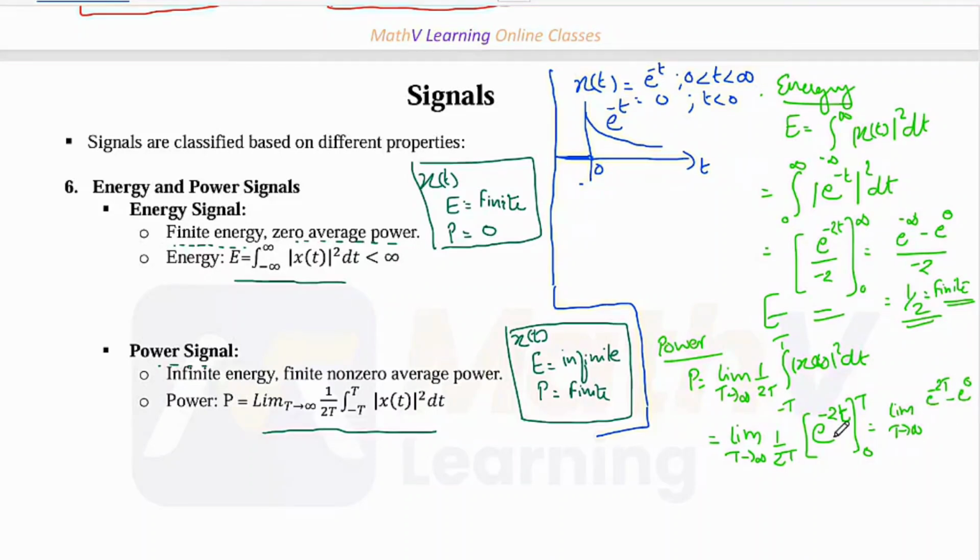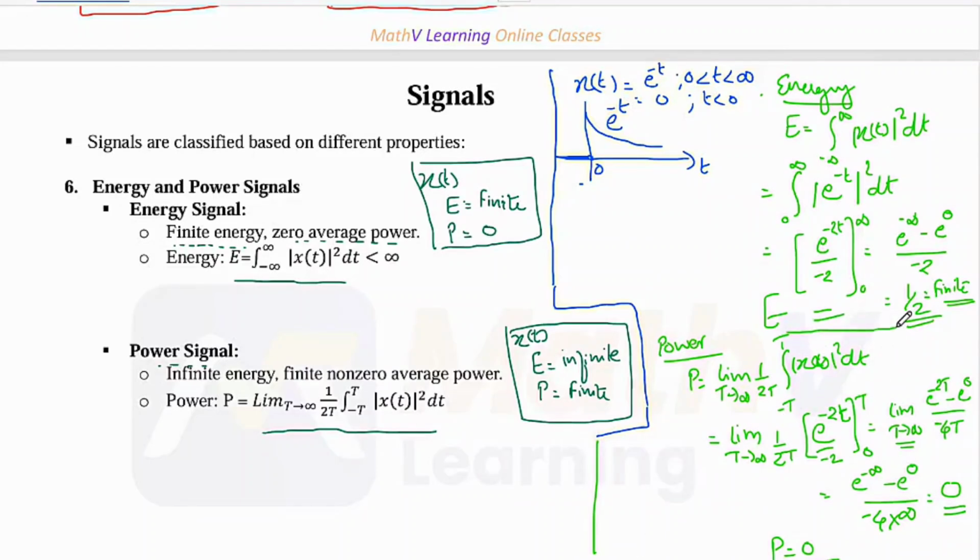Okay, and here we have minus 2. So it will be 2, there is a 2 here, so 2 into 2 is 4, right? So minus 4t will come like this. Okay, now if I substitute the limit t tends to infinity here, it will be e power minus infinity, that is 0, minus e power 0, 1 by minus 4 into infinity, right? So some value by infinity, so this will be equal to 0. So power is 0, right?